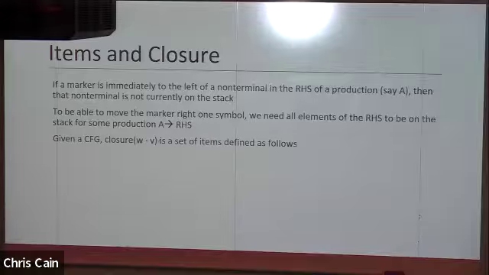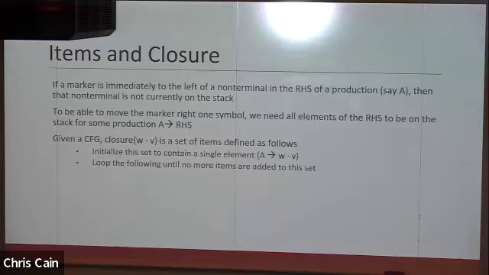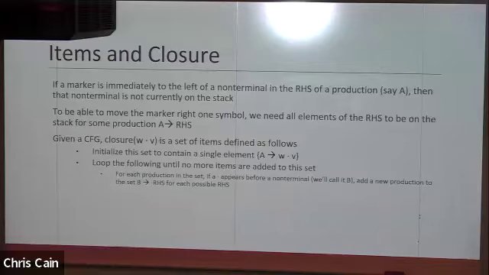Let's talk about closure. Given a context-free grammar, the closure of A arrow W dot B is a set of items defined as follows. We initialize the set to contain a single element, A arrow W dot B, where the dot is the marker in an item. Loop the following until we add no more items to the set. For every production in the set, if there's a dot before the non-terminal, add a new production to the set, B arrow dot the entire right-hand side, for each possible right-hand side, assuming that that non-terminal is a B.